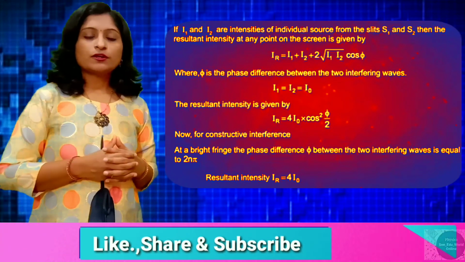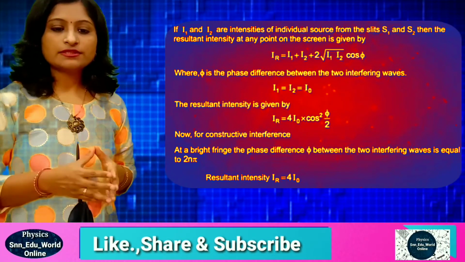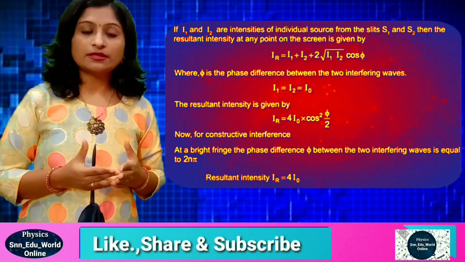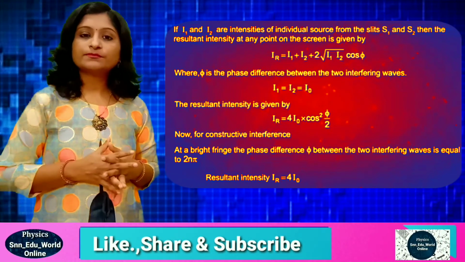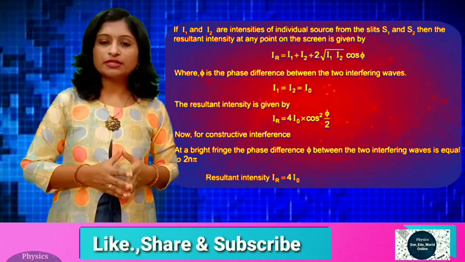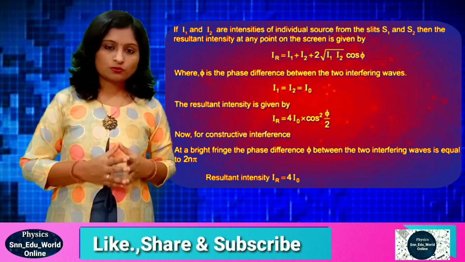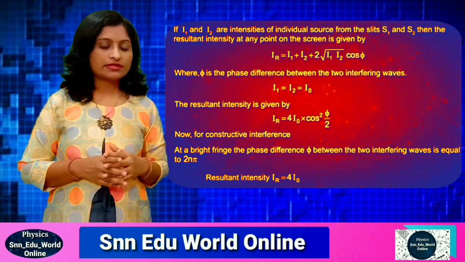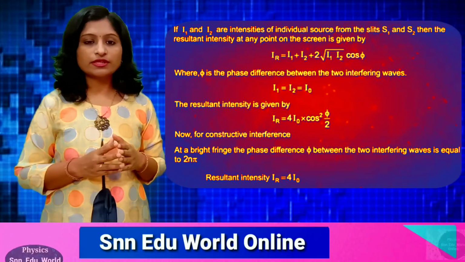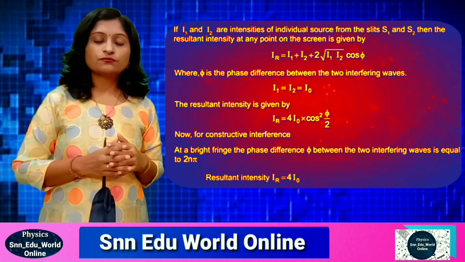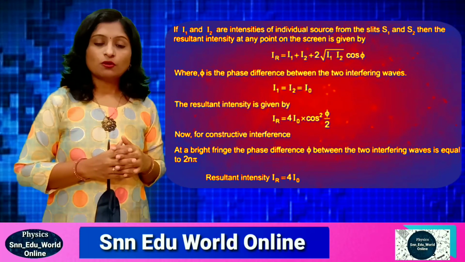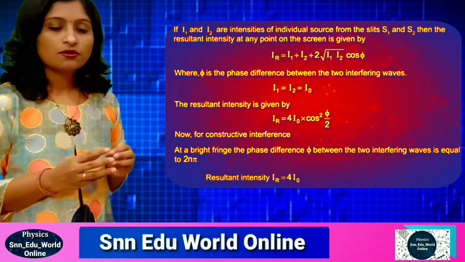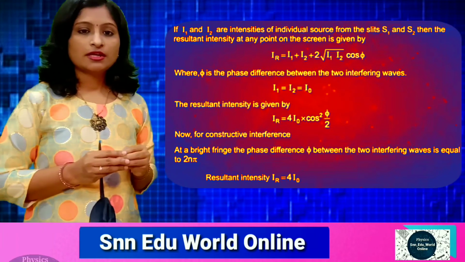Now for constructive interference, the phase difference is represented as 2n pi, meaning an even multiple of pi. If we substitute this value in the above equation, we get for constructive interference IR is equal to 4 into I naught. So this is the simple expression for the intensity in constructive interference.